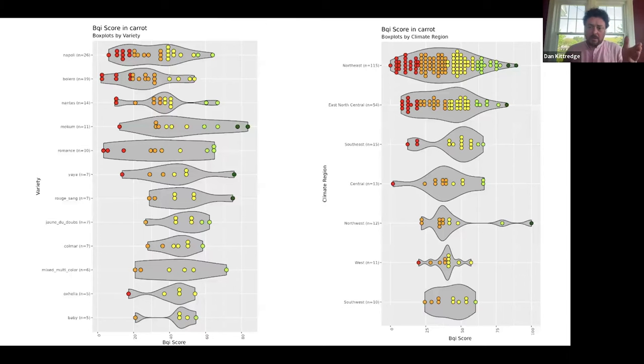So what I'm seeing here effectively is that some people are planting Napoli carrots and producing relatively high nutrient levels in those carrots. And some people are planting Napoli carrots and producing relatively low nutrient levels. Same thing with Bolero.